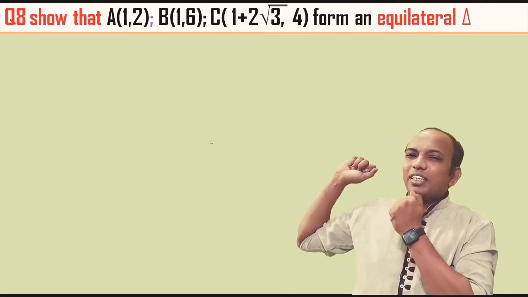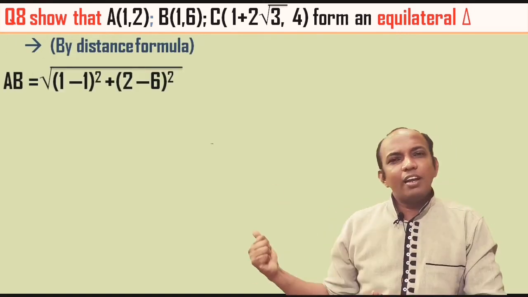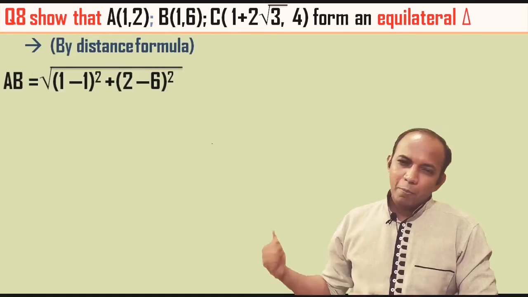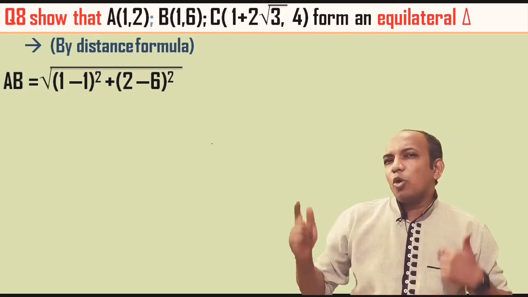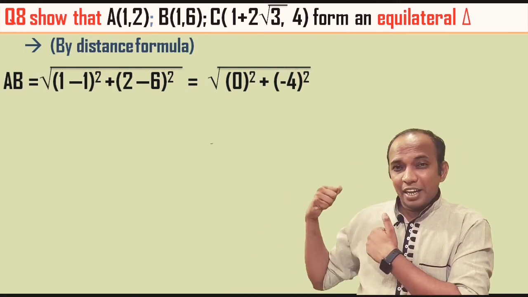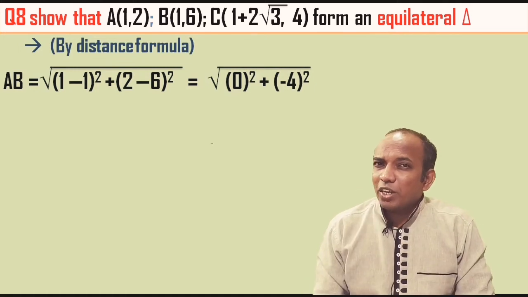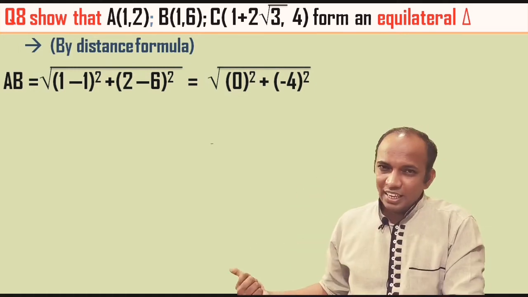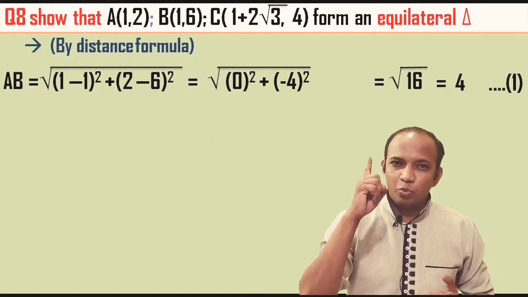So let's move on. Here is the distance formula for side AB. We have 1 minus 1 the whole square plus 2 minus 6 the whole square as a first step. After carrying out the operation, we get 0 square plus in bracket negative 4 the whole square. Negative 4 the whole square is nothing but under root 16, and after taking out the square root we get the answer 4. Number it as 1.